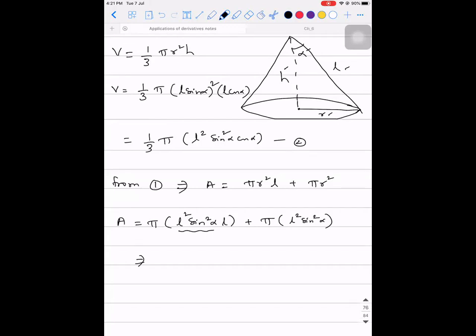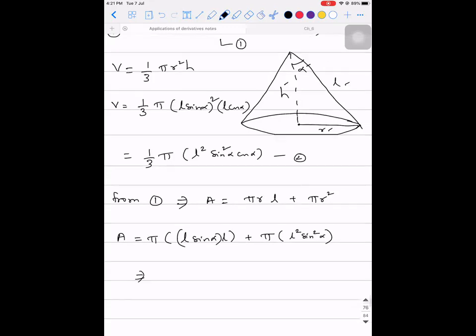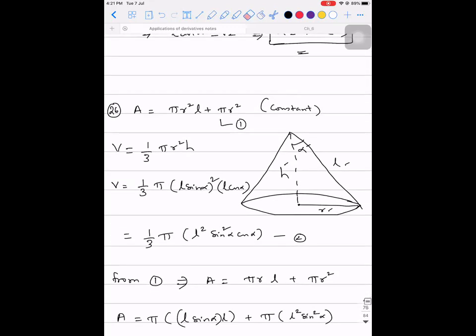Sir, then it would be L cube, no, sir? Wait. Yeah, pi R L actually. Dimensionally it is wrong, no? Pi R L. So R L is L sin alpha into L. So here I wrote it wrong, because pi r square L will give you what? Volume.